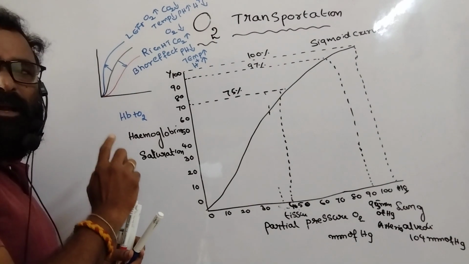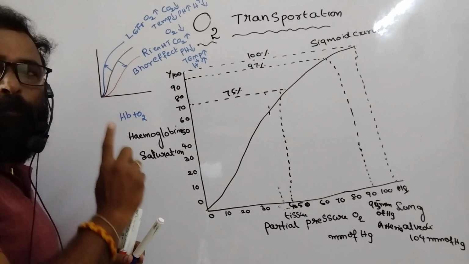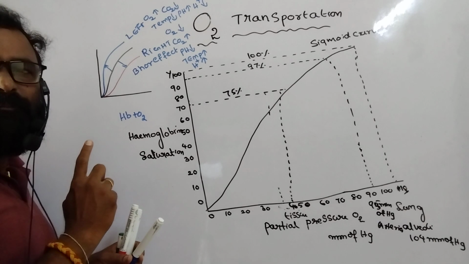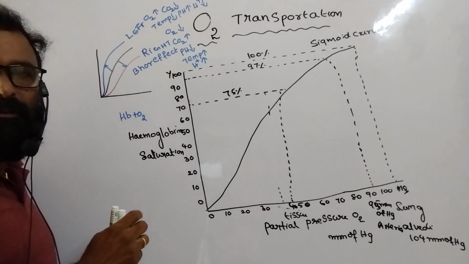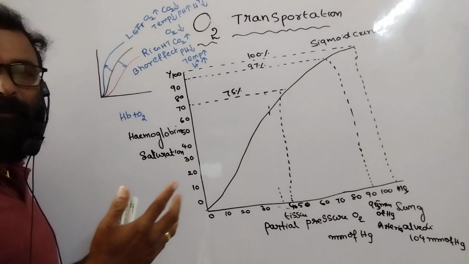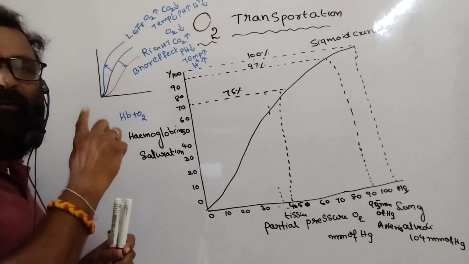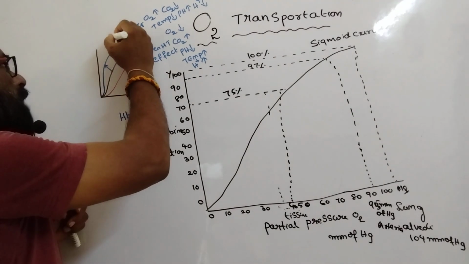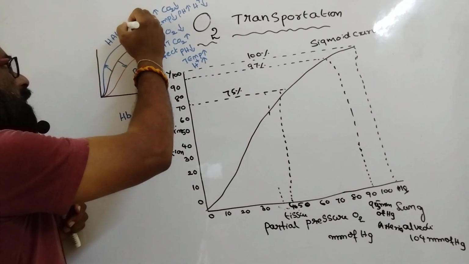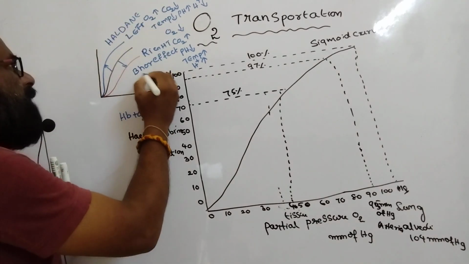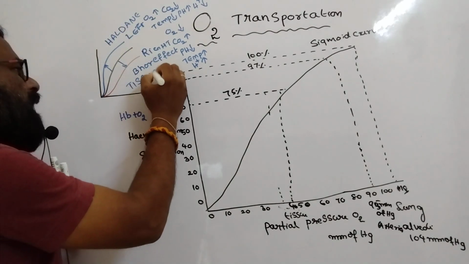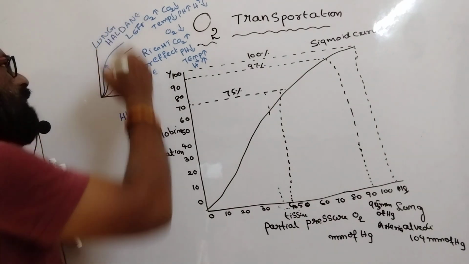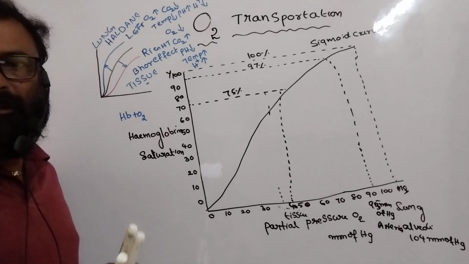So oxygen is transported with the help of hemoglobin from the systemic artery to the different tissues and organs, where it is dissociated. At lung level it is associated. It is the Haldane effect. At lung level the Haldane effect is seen. At tissue level the Bohr effect is seen, dissociation. At lung level association is seen, the Haldane effect.